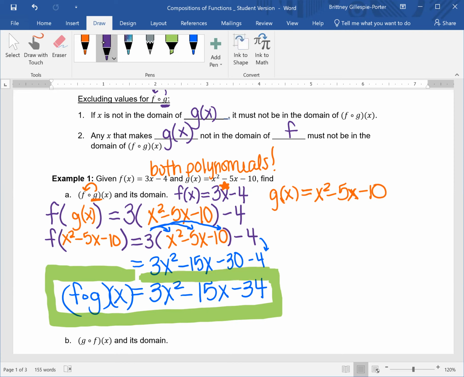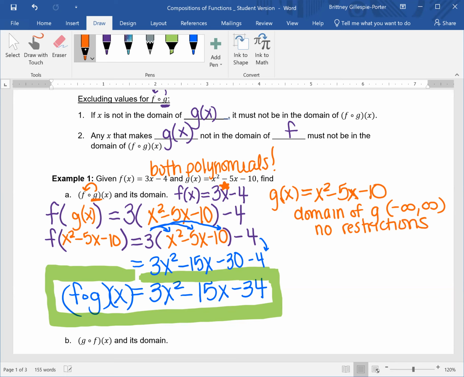Now we need to look at the domains. Both of our original functions, f and g, are polynomials. Since we plug g into f, we're going to start with looking at g. The domain of g is all real numbers, negative infinity and positive infinity, because he's a polynomial. That means no restrictions. Since g is not bringing any restrictions to the party, that was our first step.